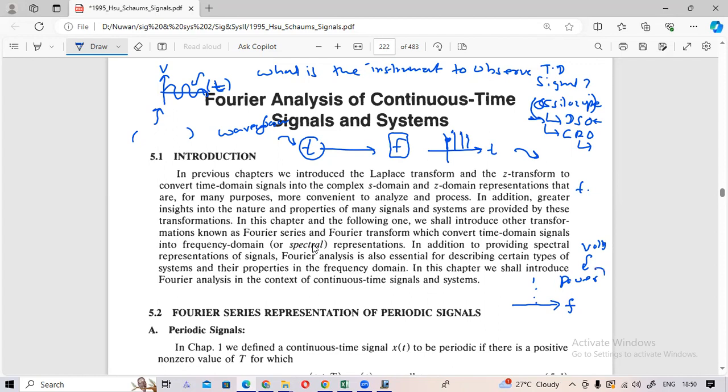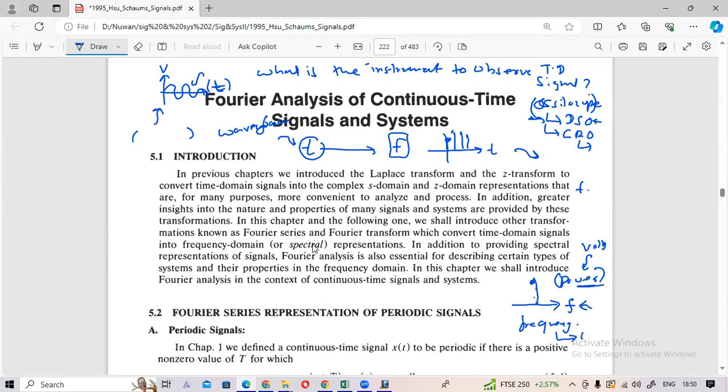Most probably we are plotting power actually, because if you consider a sinusoidal signal, the voltage is changing, no? But power is not changing. So with respect to frequency, you can plot the power. So that is a frequency domain signal. Frequency with respect to power.